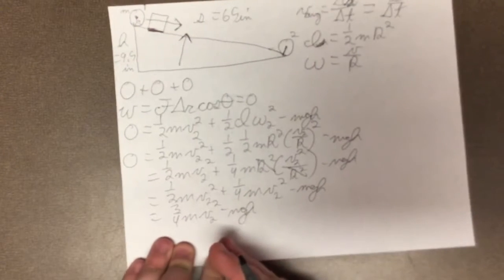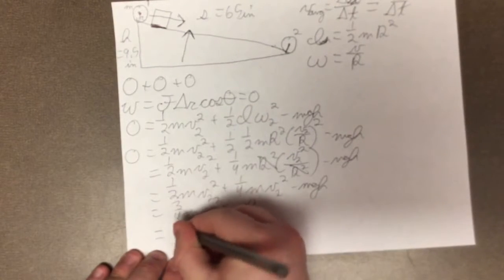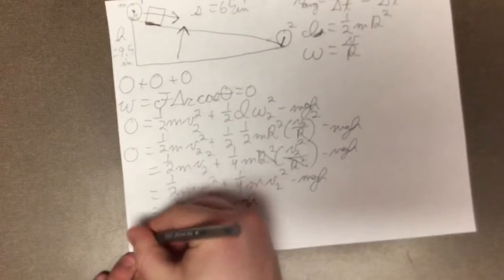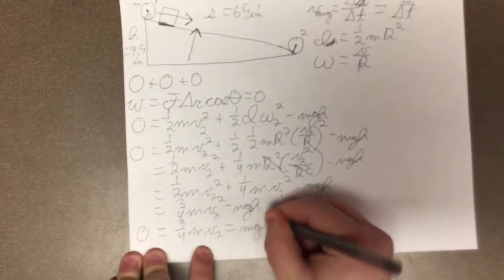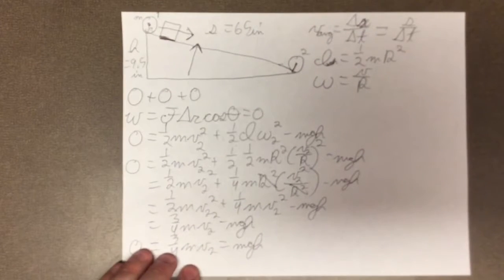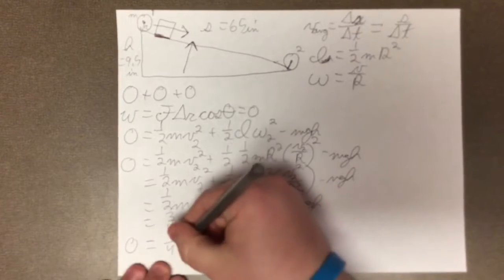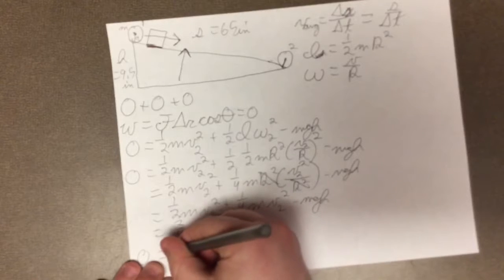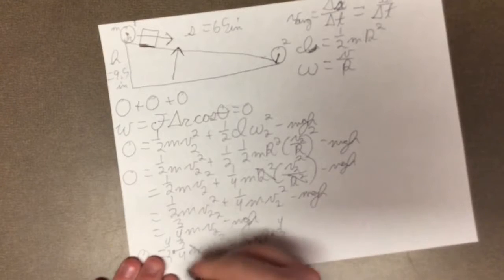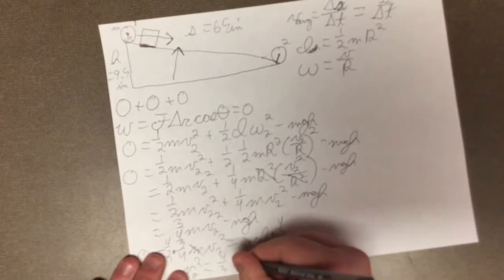And let's move that mgh to the other side of the equation just for simplicity's sake. So this whole thing, 3/4 mv squared, equals mgh. Now, the variable we need to solve for here is v2, because we're trying to find the average velocity. So, solving for v2, we can cancel these m's out here, and we can multiply by the reciprocal, 4/3. So we get v2 squared equals 4/3 gh.